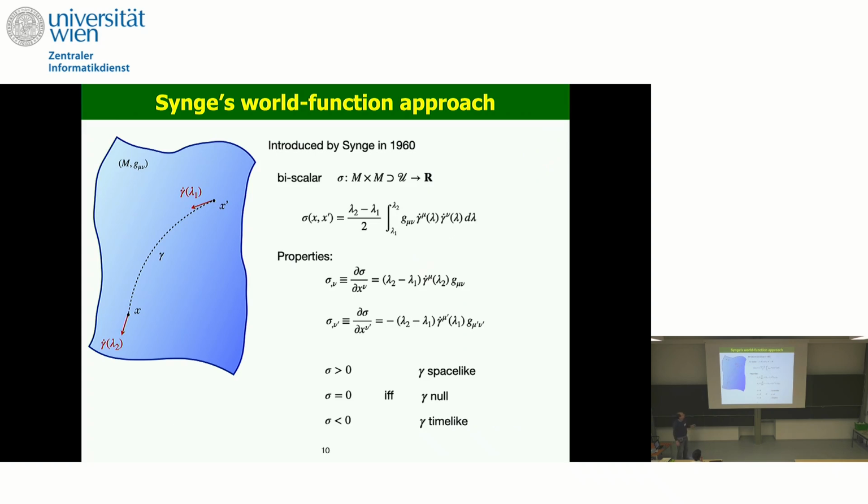Okay, alternatively, you can also approach this problem via Synge's world function. If you're not familiar with that, Synge's world function is a function of pairs of points on a manifold, and it's basically given by the integral of gamma dot, where gamma is the geodesic linking these two points. So it's a function of pairs of points defined using geodesics. The funny thing about it is that its first derivative corresponds basically to the tangent vector to the single geodesic passing from the point x to x prime.